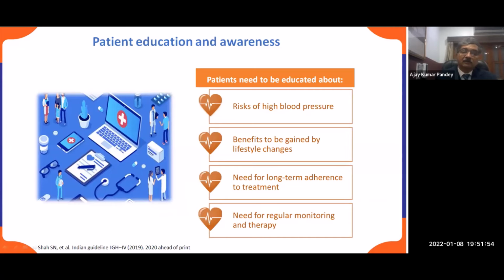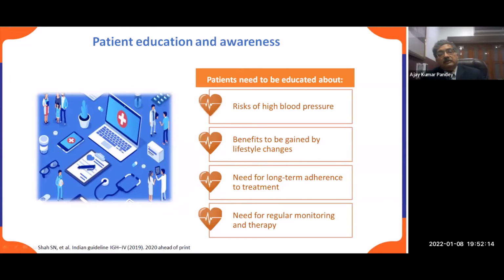Like Sachin Tendulkar doesn't become a very fine batsman one day. He has to practice every day. So if you want to practice controlling many of your senses, you have to practice day in and day out. But patient education and awareness is always important.